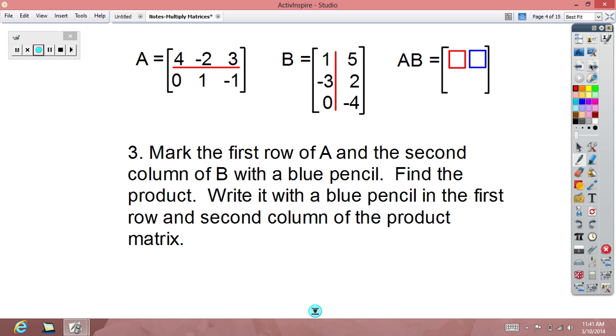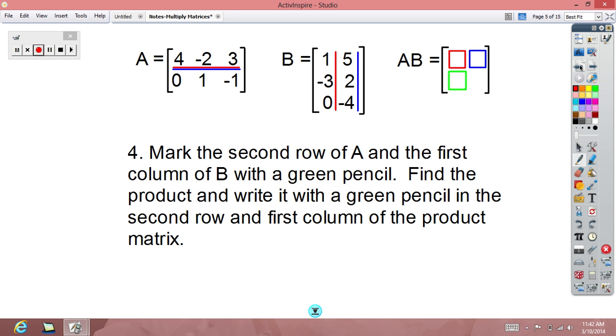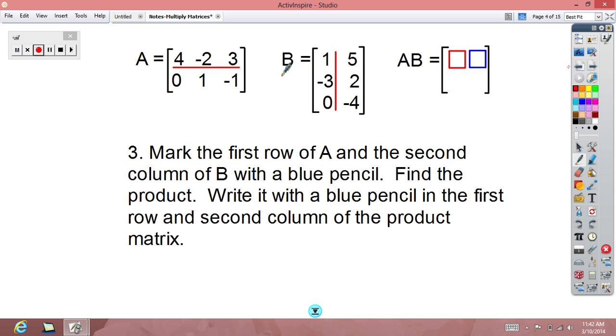So next, mark the first row of A and the second column of B with a blue pencil and find the product. Same thing we just did. Write it in with a blue pencil in the first row and second column of the product matrix. Okay? So I have my blue pencil now. It says first row of A and second column of B. So I'm using the same row, 4, negative 2, and 3, but this time I want the second column. Okay, so again, I'm multiplying row times columns. We just did 1, 1. Now we're doing 1 and second column.